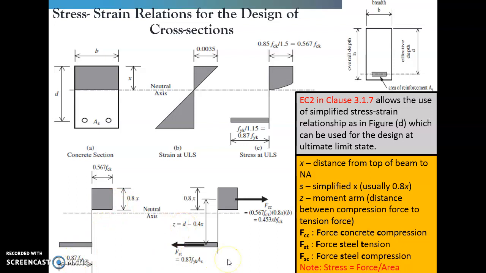Okay, in order to calculate the force, we know that x is the distance from the top to the neutral axis. So s is the simplified one, which is s equals 0.8x. z is the moment arm, which is the lever arm. Then Fcc is the force in concrete compression, Fst is the force in steel tension, Fsc is the force in steel compression. So Fsc is at the compression side, Fst is at the tension side.